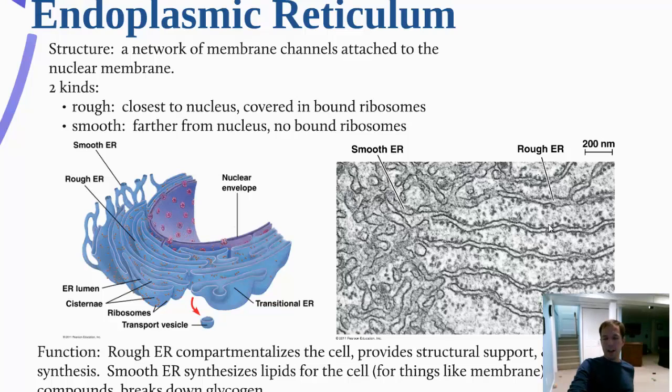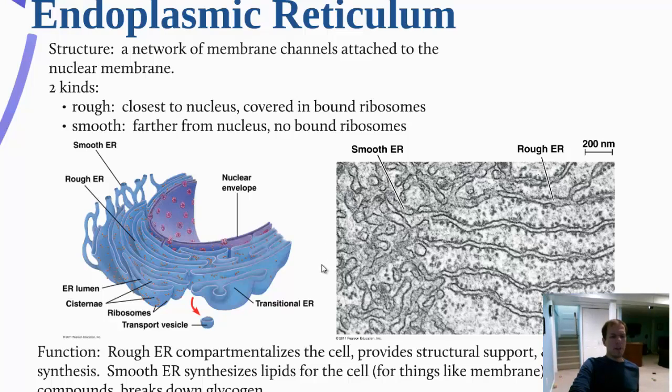You can see the RER here on the right, which has the ribosomes on it. That's why it's called rough, because when you look at it through the microscope, you see all those bumps. Whereas the smooth ER doesn't have the ribosomes, and so all you see is the curves. You don't see the bumpy ribosomes.